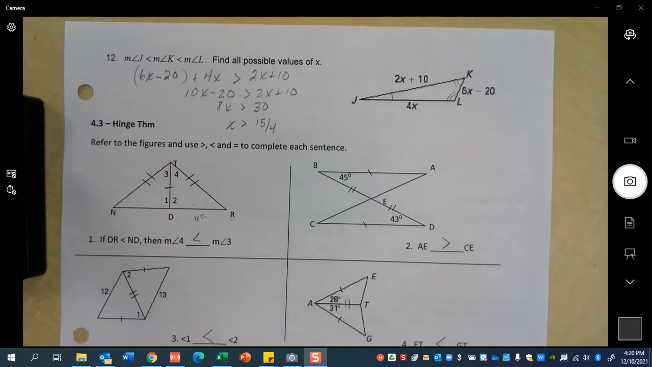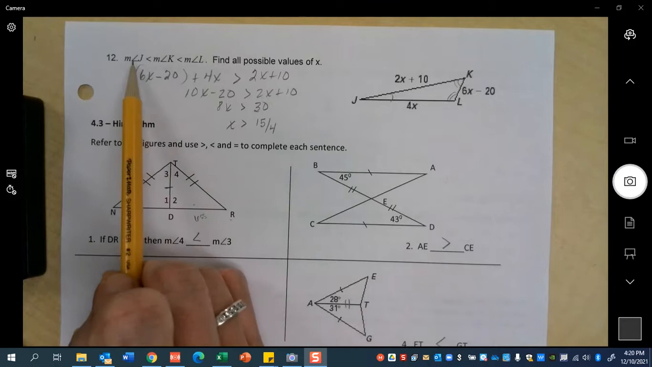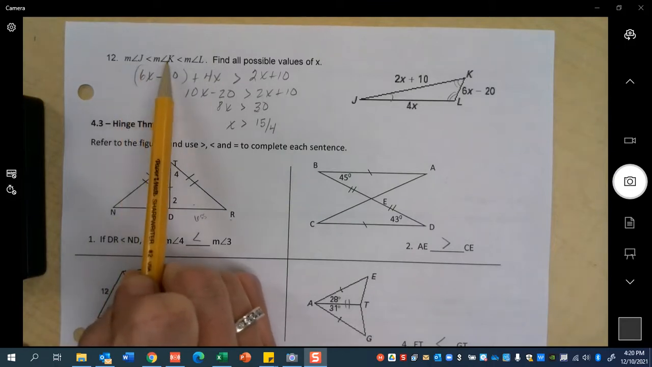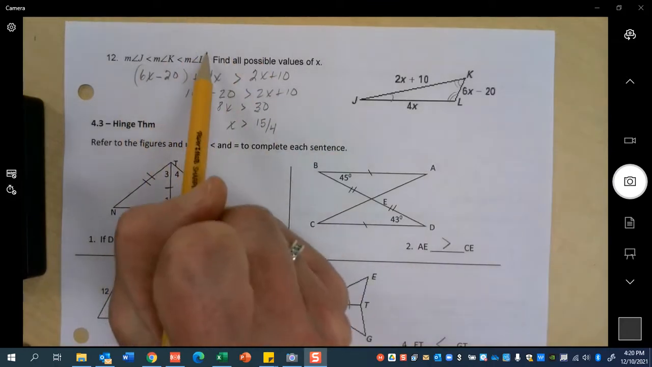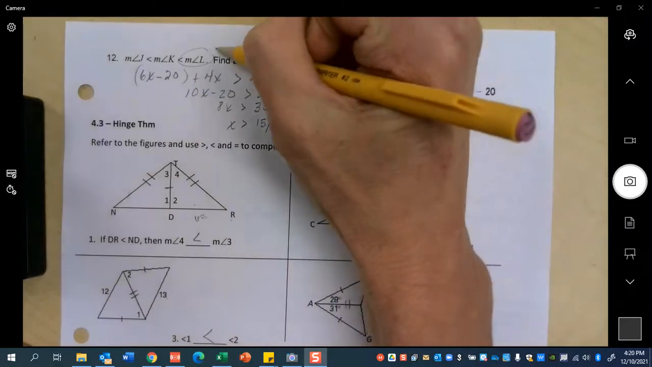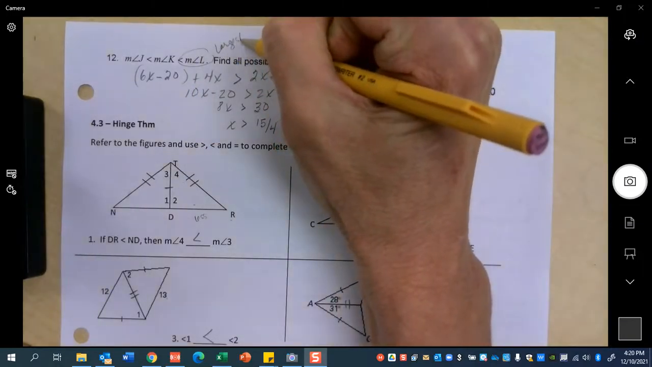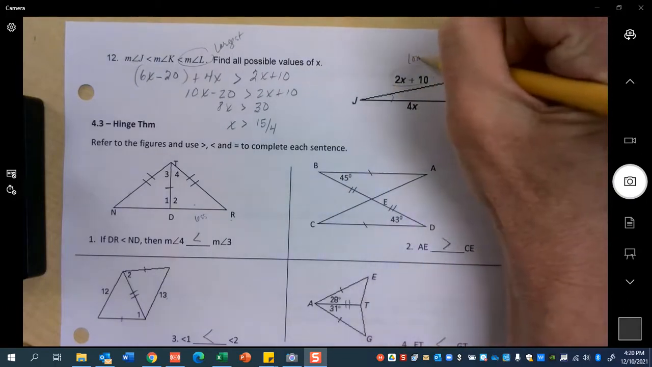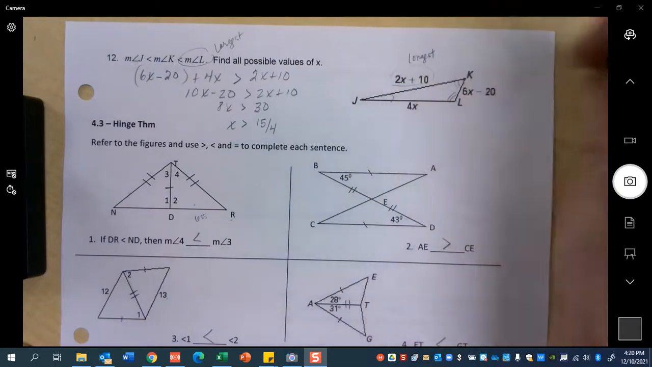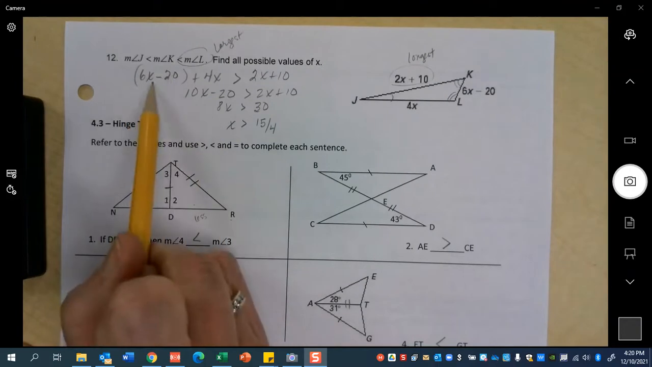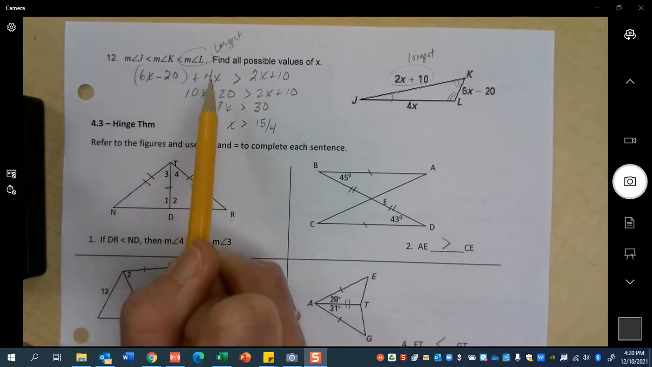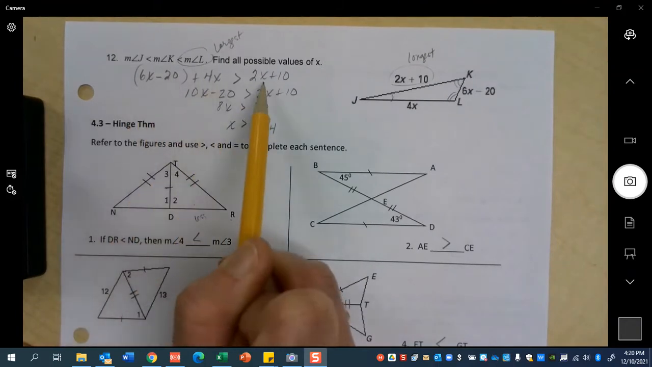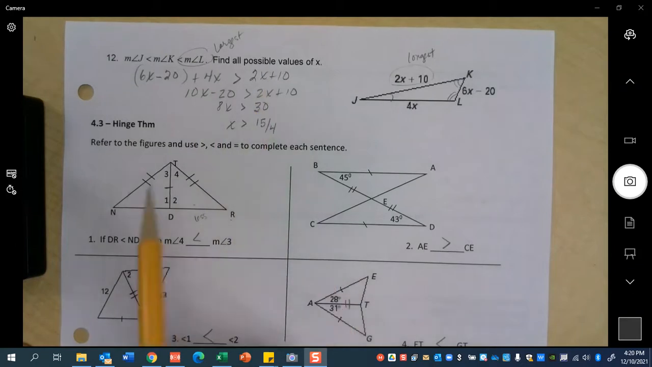All right, next up, more triangle inequalities. I know that the measure of angle J is smaller than K, and K is smaller than L. So because I know L is my largest angle, I know that this side here is my longest side, which means the sum of the other two have to be bigger than this other side here.